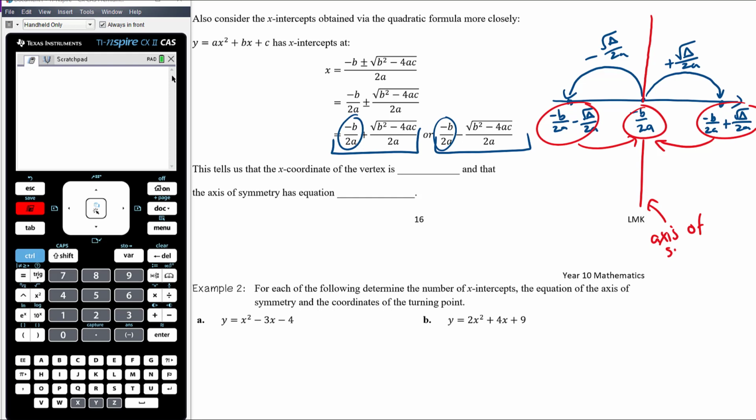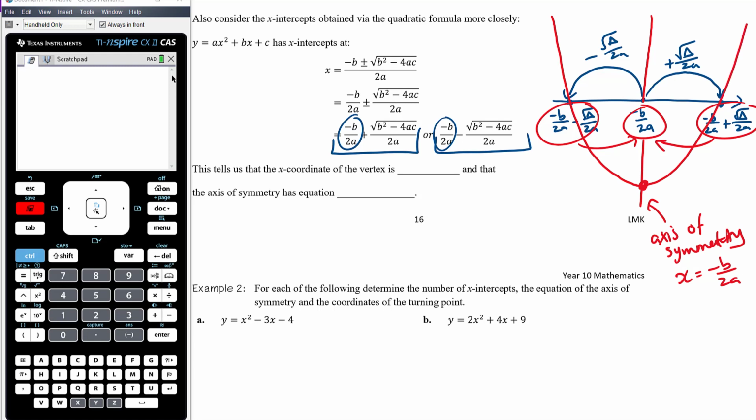So the axis of symmetry is x equals negative b over 2a. And that means that's the x-coordinate of the turning point. The turning point will have to be somewhere here on this line.